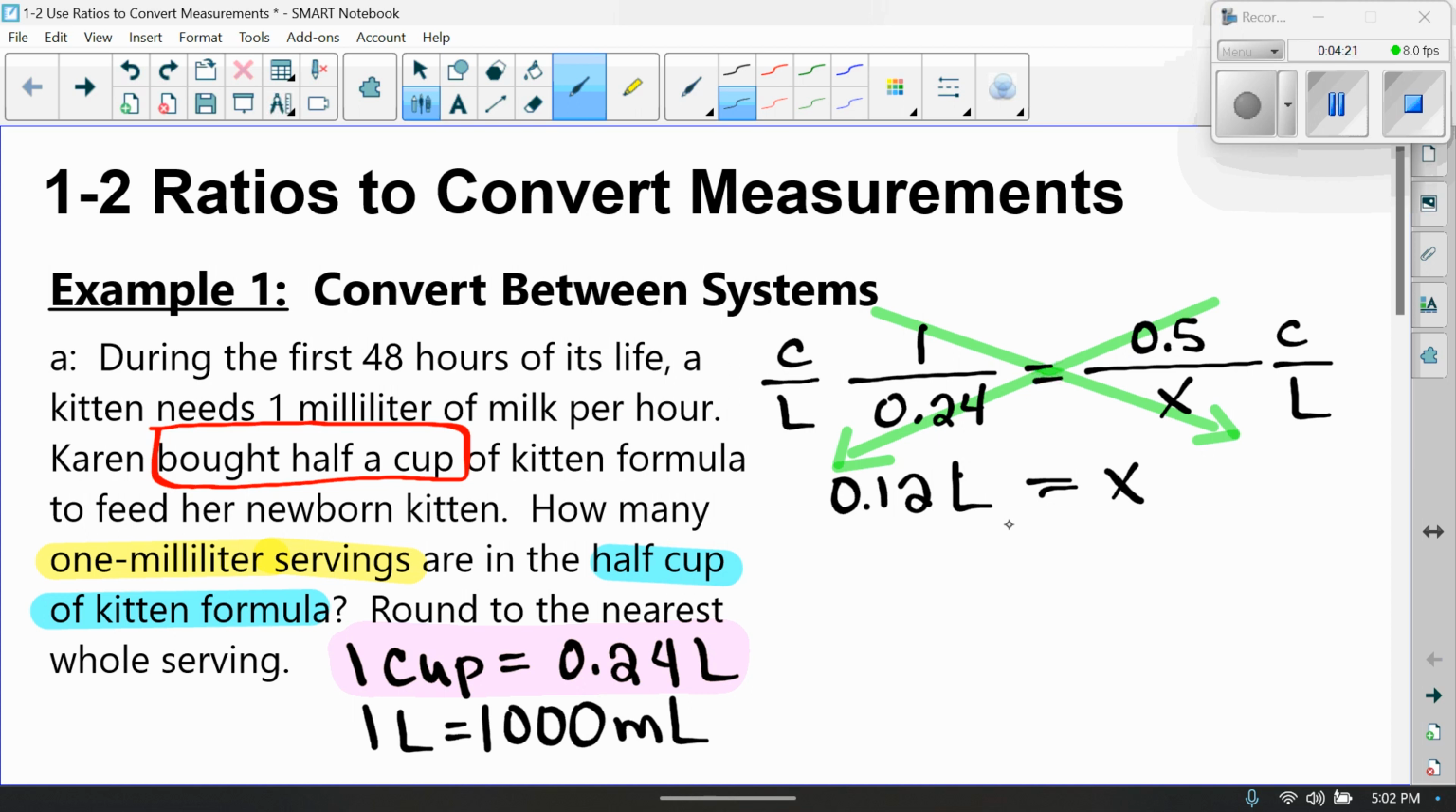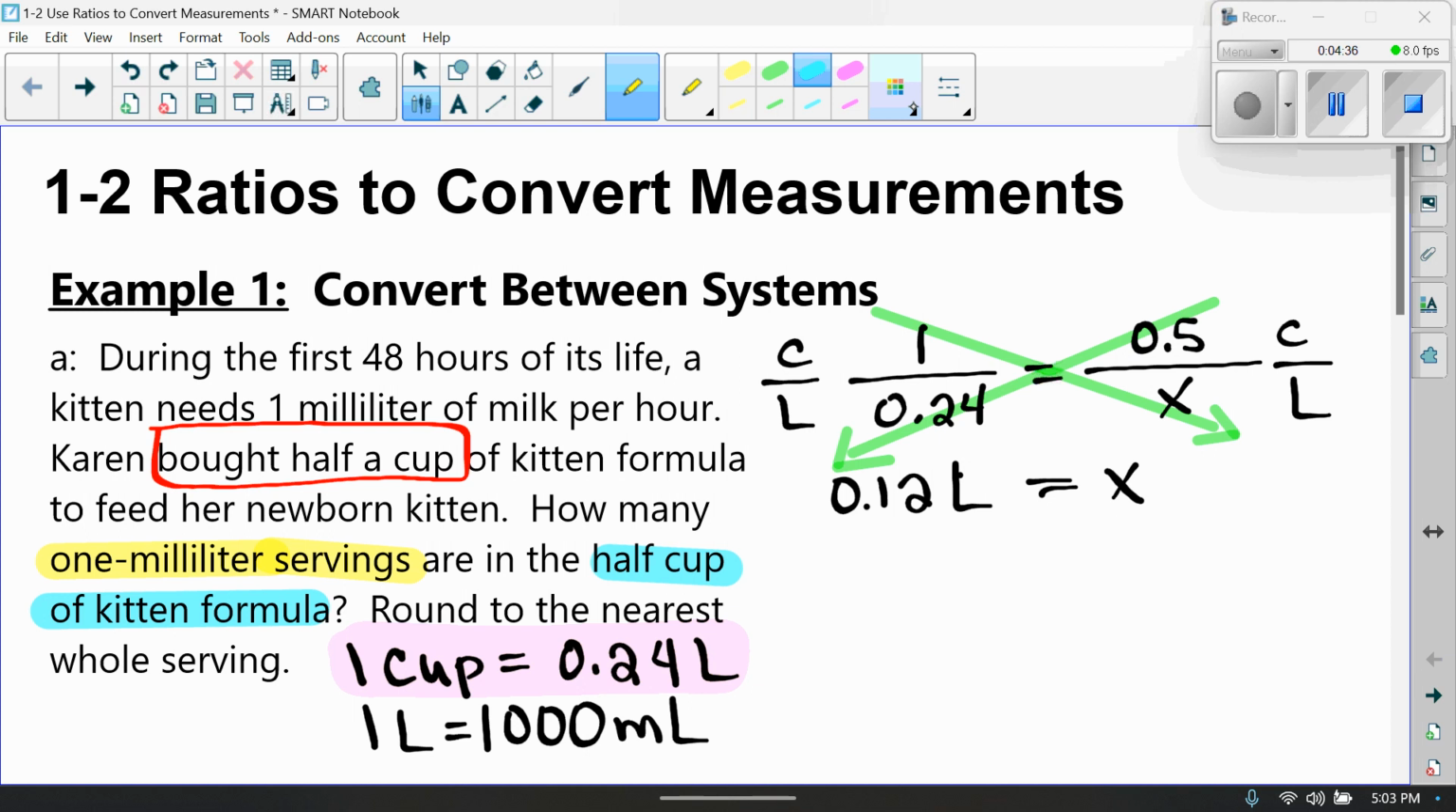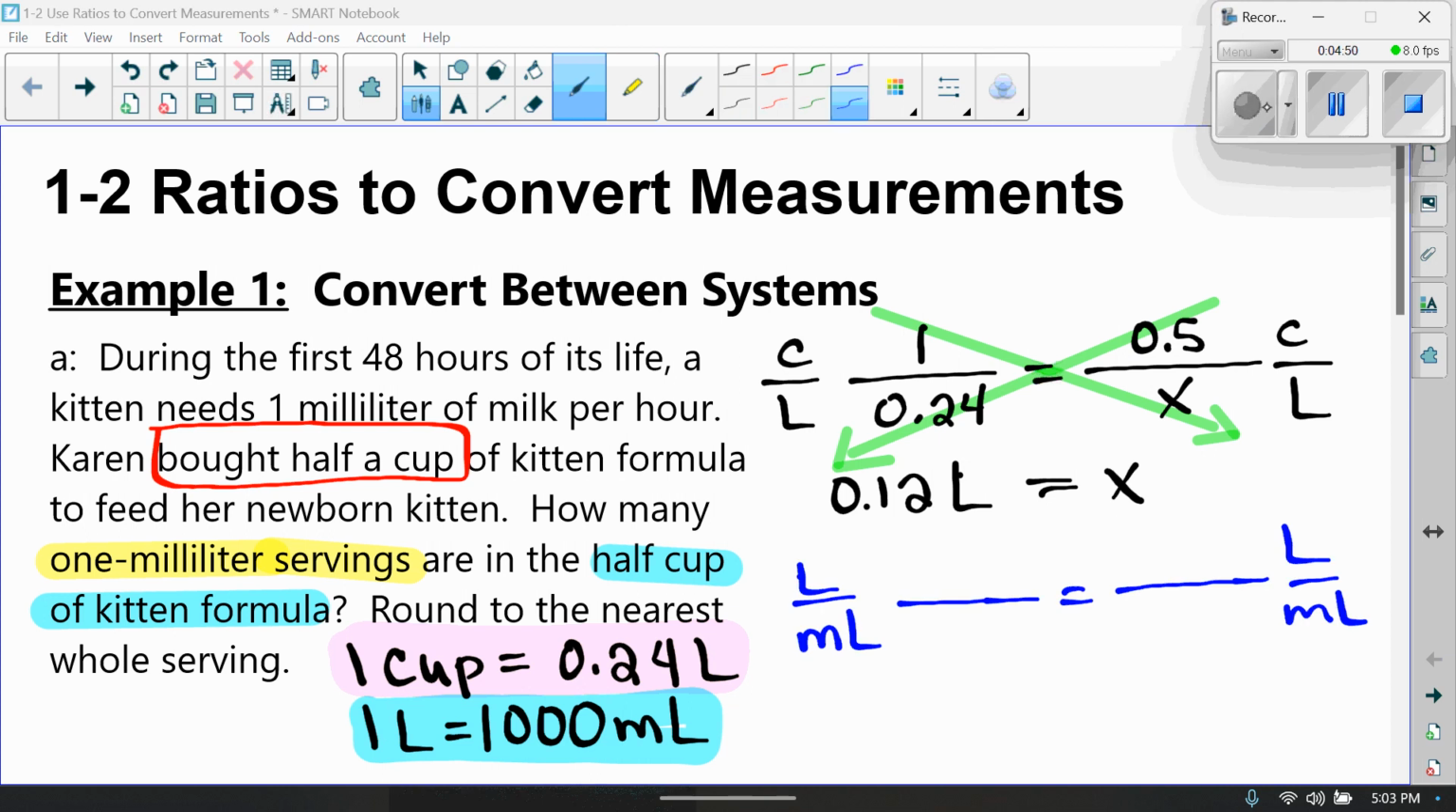Now, we can set up another proportion, and then I'm going to show you another way to go from liters to milliliters. So we're going to look at the conversion factor that we have. We've got 1 liter is equal to 1,000 milliliters. So we're going to do liters to milliliters. We set up another proportion, and when we fill this in, we've got 1 liter in the numerator and 1,000 milliliters in the denominator. Now we want to go from the 0.12 liters, and we're going to solve for how many milliliters that is.